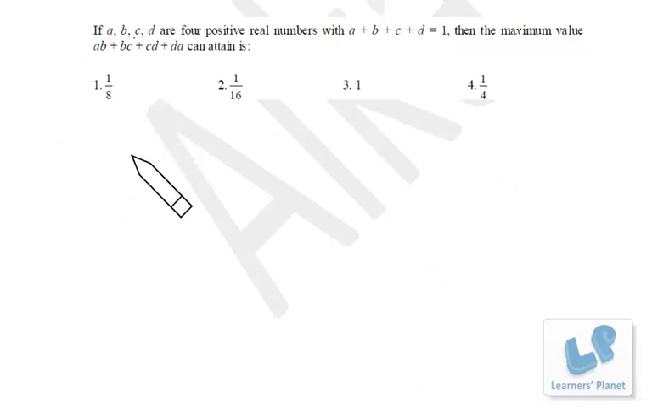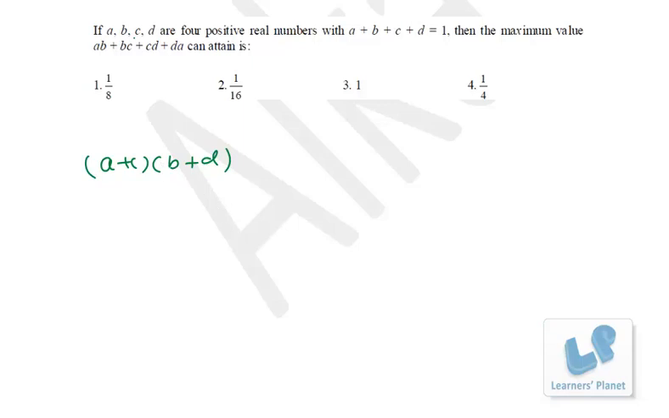If A, B, C, D are four positive real numbers with A plus B plus C plus D is equal to 1, then the maximum value of AB plus BC plus CD plus DA can attain is. Okay, so see, if we rewrite this statement AB plus BC plus CD plus DA, I can take B common from these two and D common from these two. So what I'll be getting, A plus C into B plus D, right? So I can factorize this into this.